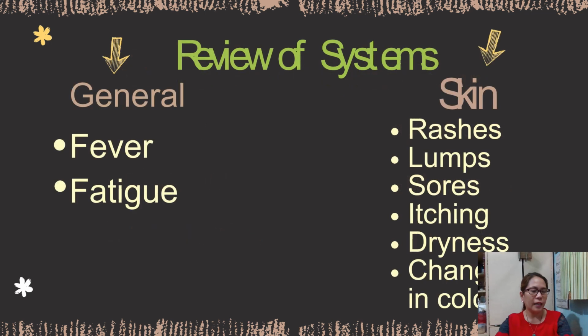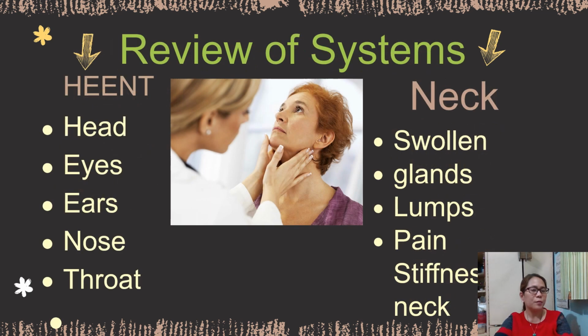Okay? So, you have to start from general. The general appearance. For example, during sa general appearance, merong fever si client or may feeling of fatigue si client. Ayan. And then the skin. Okay, so skin, may rashes, may lumps, may sores, itching, dryness, and changes in the color of the skin. Those are example of your data. Okay, and then we'll proceed to the head, eyes, ears, nose, and throat.